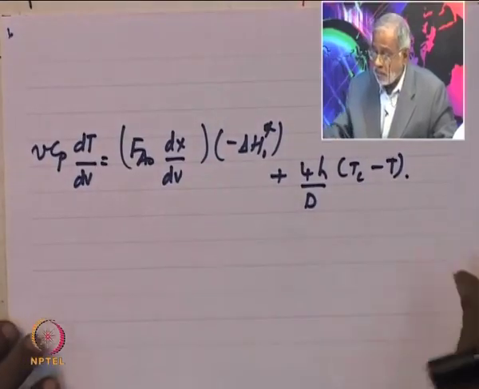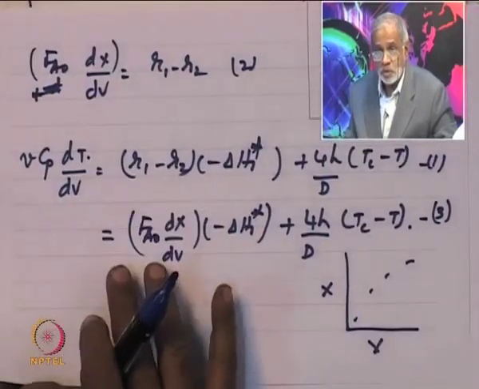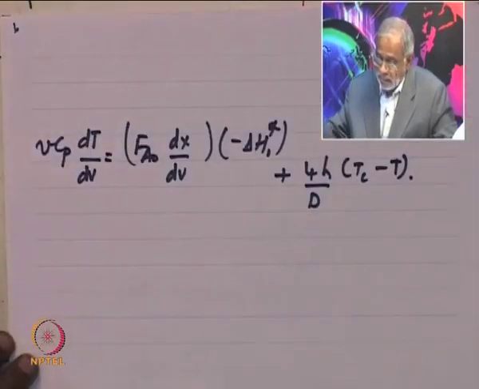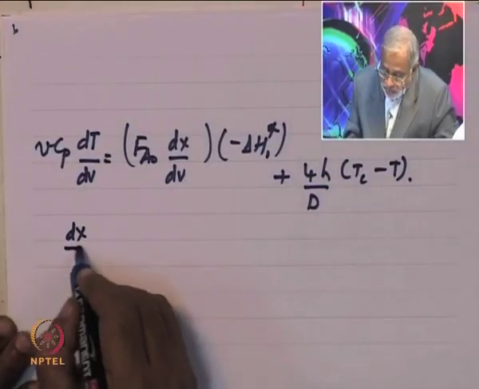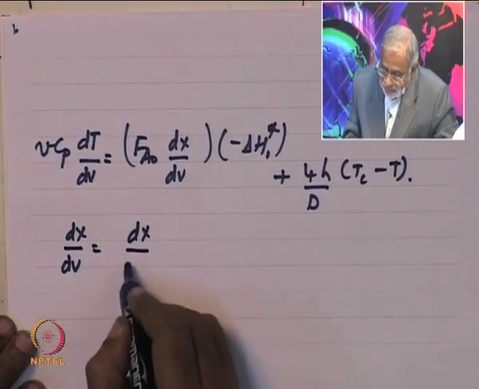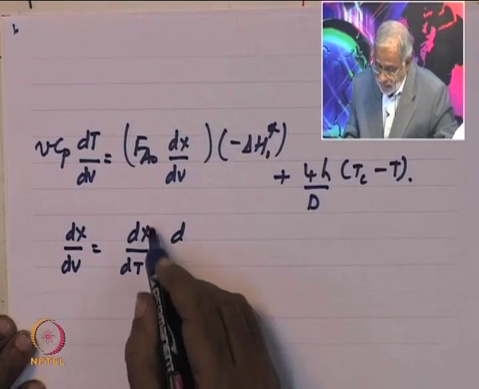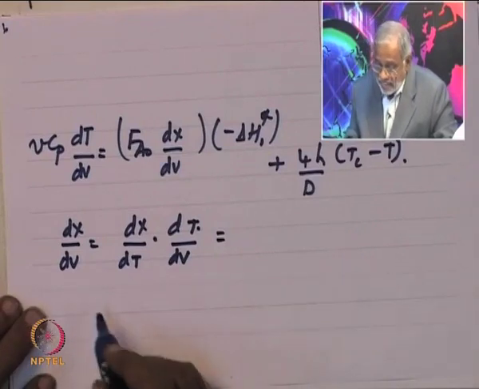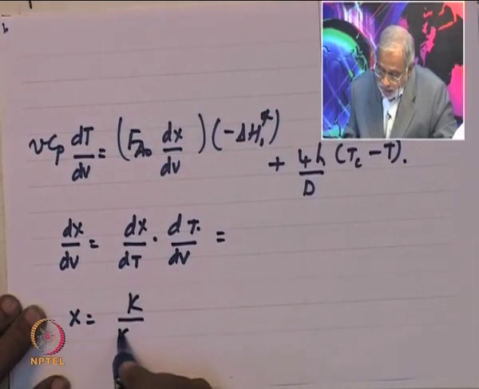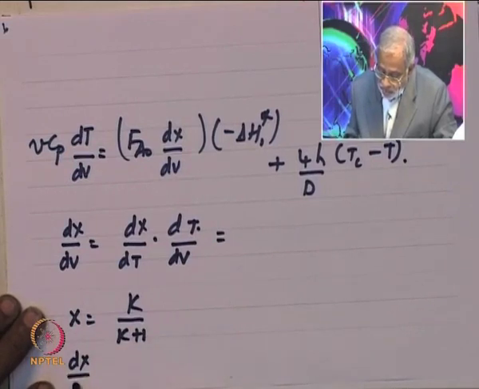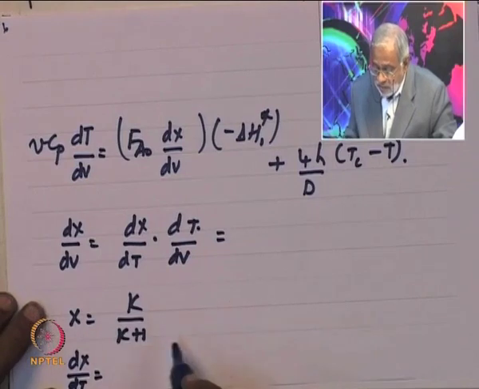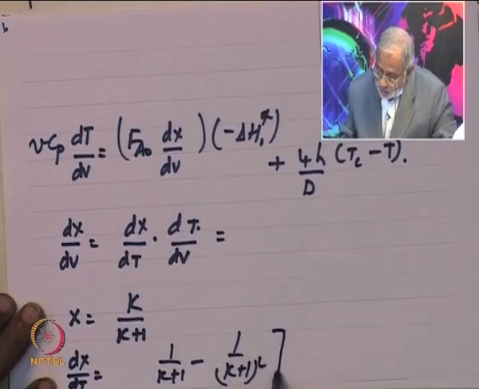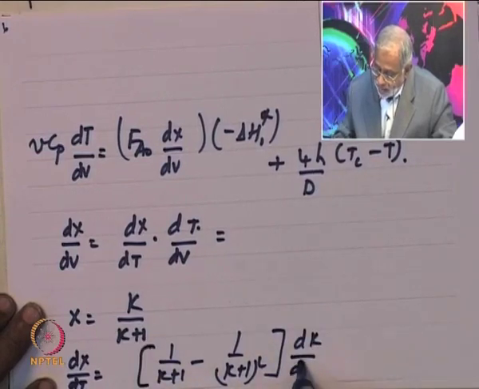For example, if it so happened that this reaction R1 minus R2 is so rapid that the reaction is at equilibrium all the time inside the equipment, then we can recognize that dx/dV can be written as dx/dT times dT/dV. What is dx/dT? If our reaction x is given by k over k plus 1, then dx/dT is the derivative of this, which is 1 by k plus 1 minus 1 by k plus 1 whole squared times dk/dT. And what is dk/dT?